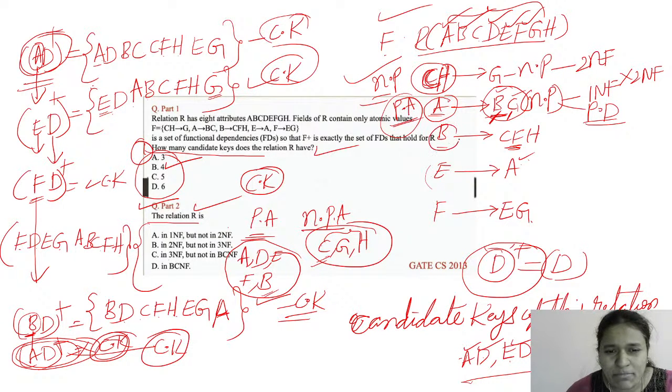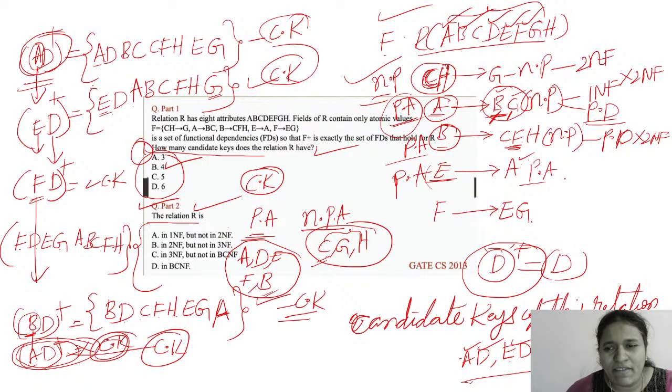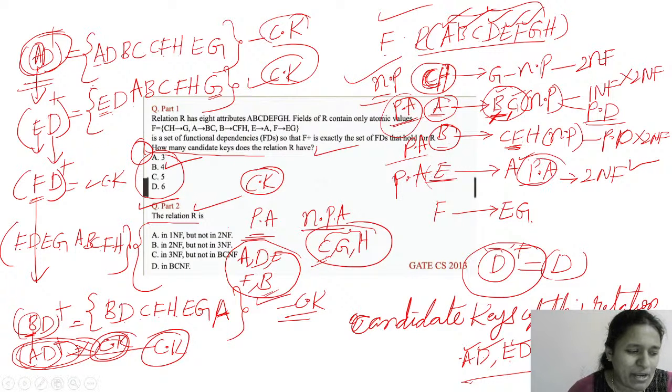Again here, B is a prime attribute, and CFH is non-prime. This is also partial dependency, not in 2NF. E is a prime attribute and A is also a prime attribute. We can say that this functional dependency is in 2NF because a right hand side prime attribute is allowed in 2NF. We can say that it is in 3NF also.